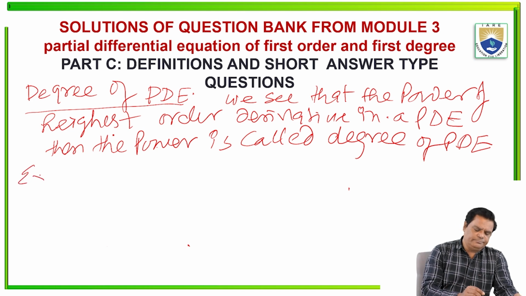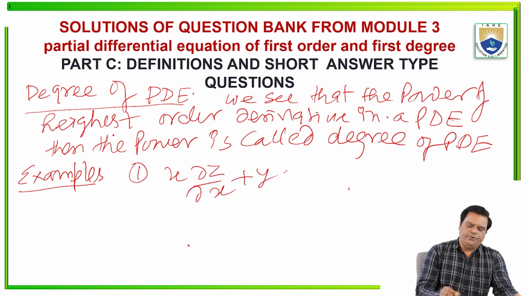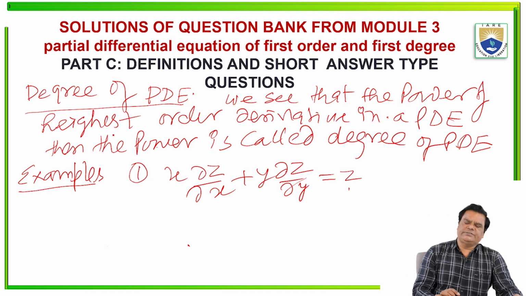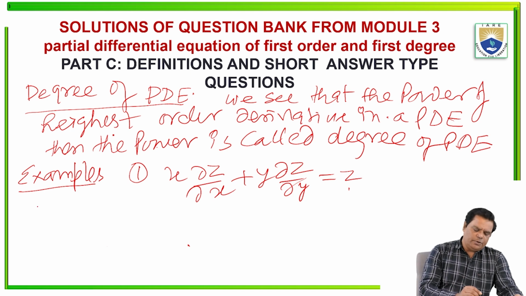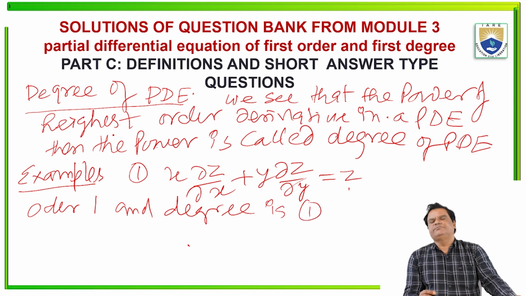So, examples first: x ∂z/∂x plus y ∂z/∂y equal to z. The order is 1 and the degree is 1. First order and first degree differential equation. The order is 1 and the degree is 1.